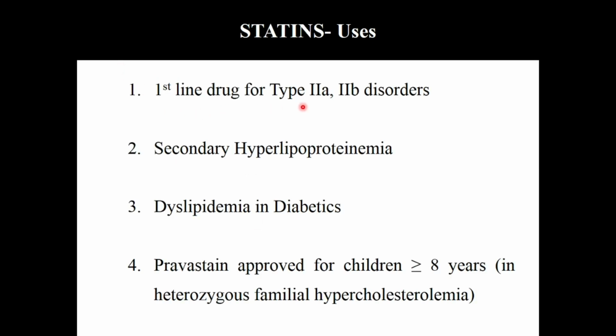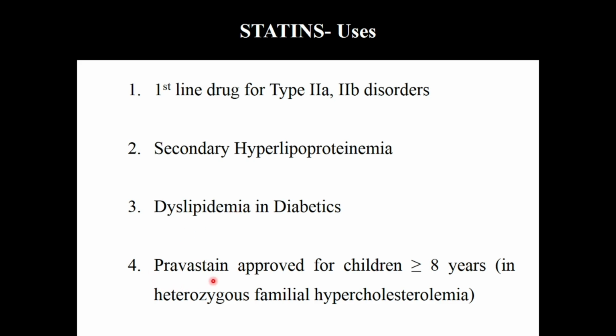Uses. First line drug for type 2A and 2B disorders. 2A is an increase in LDL and 2B is an increase in IDL and VLDL. Secondary hyperlipoproteinemia, meaning it occurs with some other diseases like hypothyroidism, then PCOD, etc. Dyslipidemia in diabetics: in diabetic patients, because of insulin deficiency, there is a high chance of developing dyslipidemia.